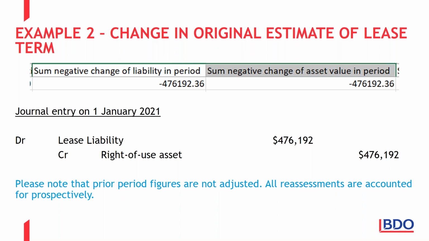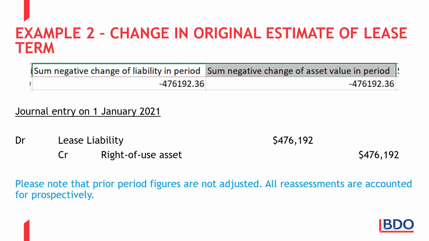I want to flag two things. First of all, I've put it in blue: prior period figures are not adjusted. All reassessments are accounted for prospectively from the 1st of January 2021. So whatever depreciation we booked from 1 July 2019 up to 31 December 2020, before we made this change, no problem, that stays. All depreciation, all interest expense, all disclosures would stay.